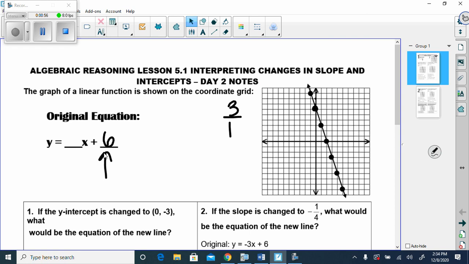And is this in the positive or negative direction? Negative. So -3 over 1, or I could also write that as just -3. Good. All right, so this is the equation of our original line that we're going to use to answer these next few questions.